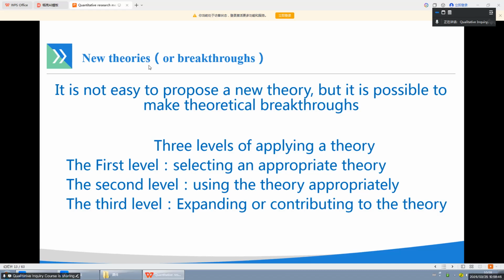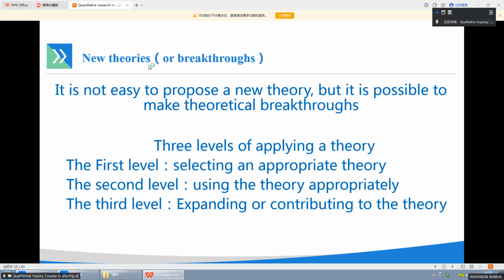Theory can tell you what variables you can choose. When you focus on these variables, what might be the relationship between them? The theory can tell you that. So if you have a suitable theory, you can justify why you do this research, why you choose these variables, why these variables could be related in this way or in that way. So the theory is very important.